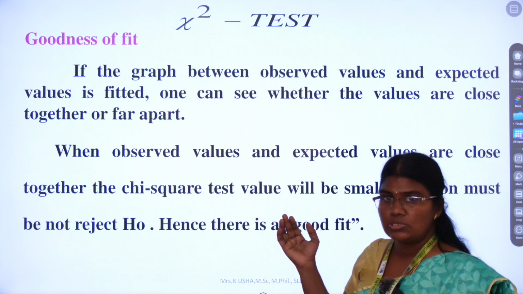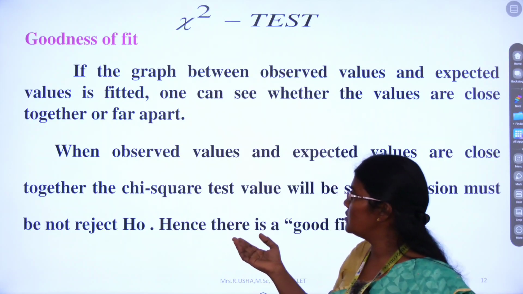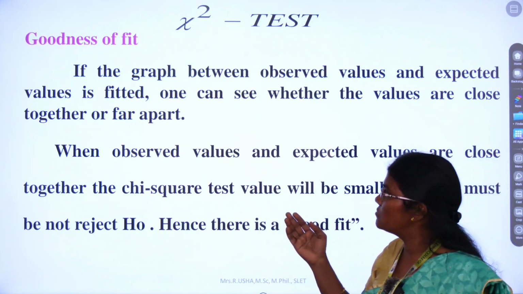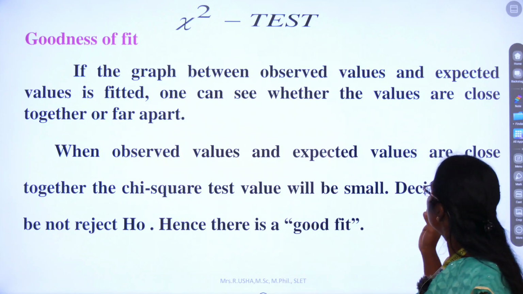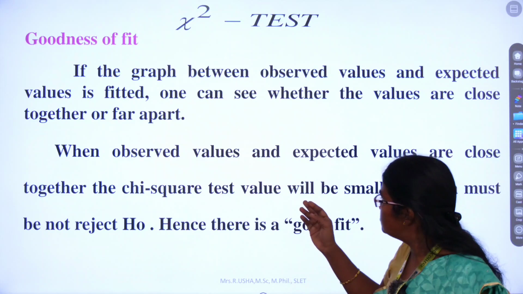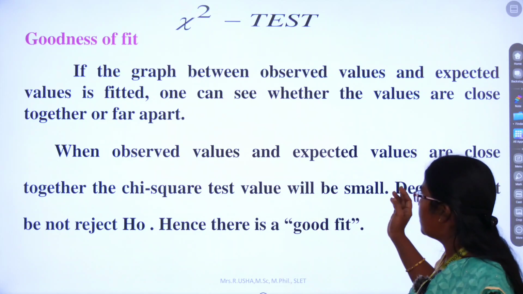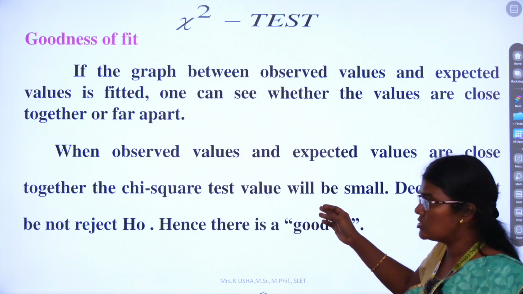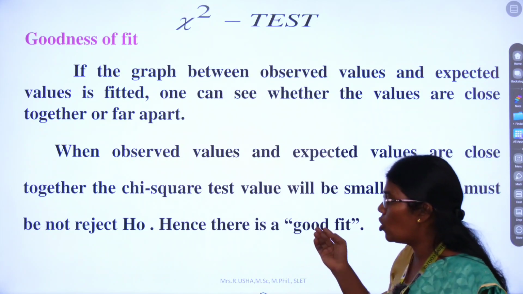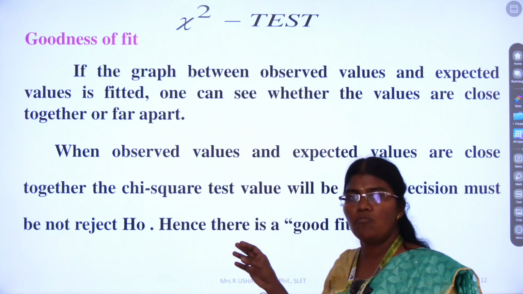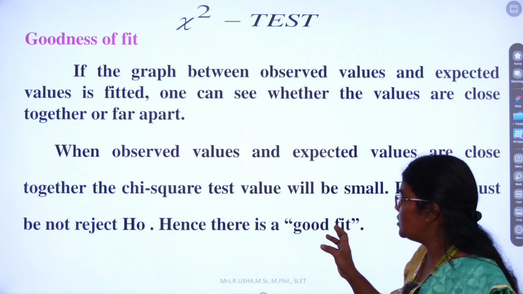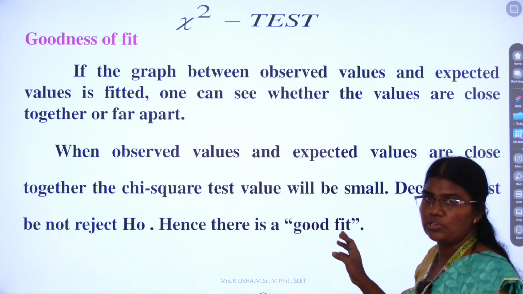Chi-square test, goodness of fit, is defined as follows: if the graph between observed value and expected value is fitted, one can see whether the values are close together or apart. When observed values and expected values are closer together, the chi-square value will be small. So the decision must be to not reject H0. The main aim of goodness of fit is to not reject H0, hence there is a good fit.